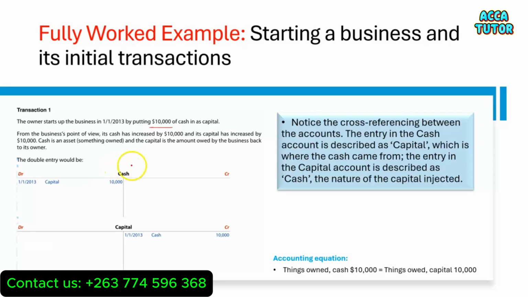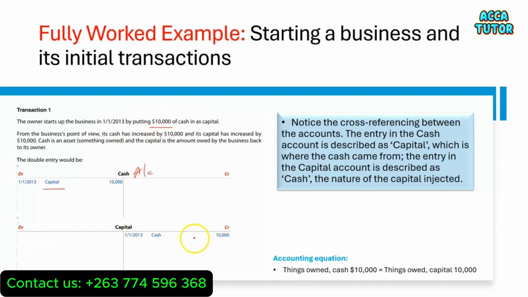So if we go to the cash account, the cash account is going to have a debit balance of 10,000. We are debiting the cash account with the capital. Be careful with the narration there. The account here is an asset account, and it is going to have a debit opening balance. Then at the same time, we are also going to open the capital account.